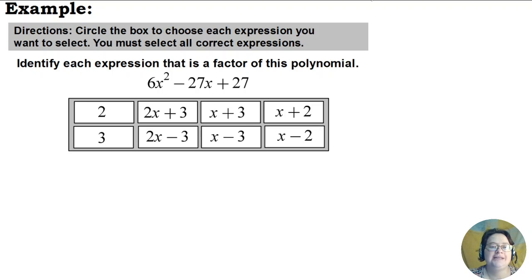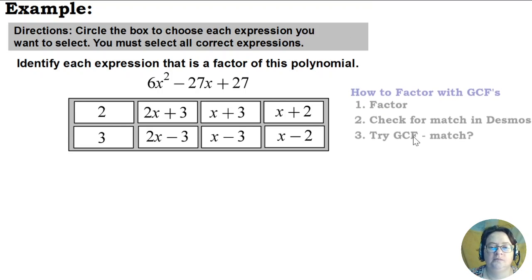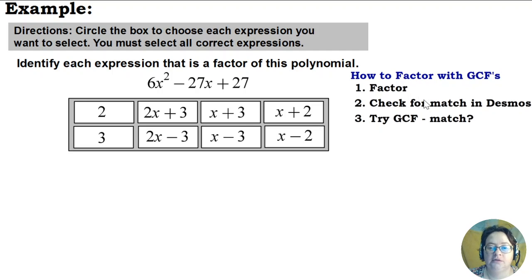So when you see an answer choice that has a number for our greatest common factor, that means we especially have to watch out for one. Here, we're going to factor like normal and check for a match in Desmos. If it doesn't match, but the zeros are the same, we're going to try the GCF. So let's take a look at this one.